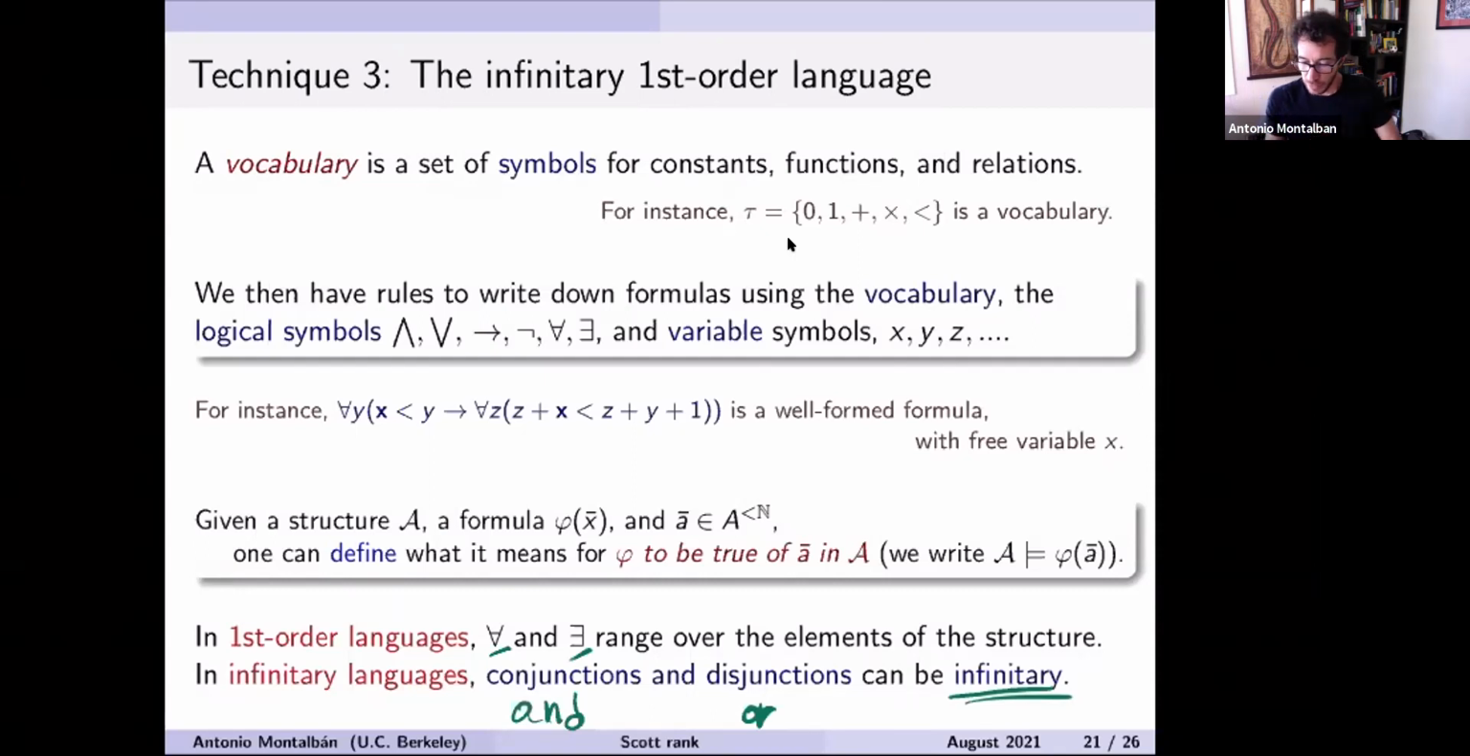Okay, so let's review again. By vocabulary, I just mean a set of symbols, meaning symbols for constants, functions, and relations, like usually in first order logic. For our infinitary language, we're going to have a vocabulary with the usual logical symbols. And we're sometimes going to use a big double and or just a big and, a big or, to mean infinitary conjunction and disjunction, so ands and ors.